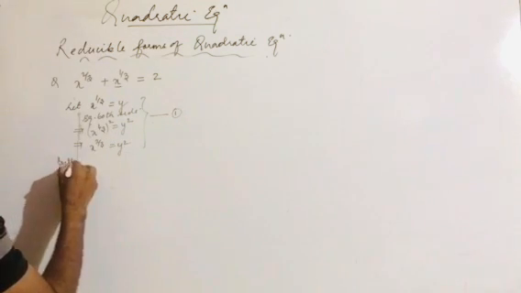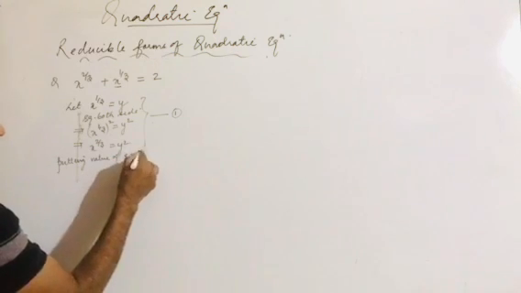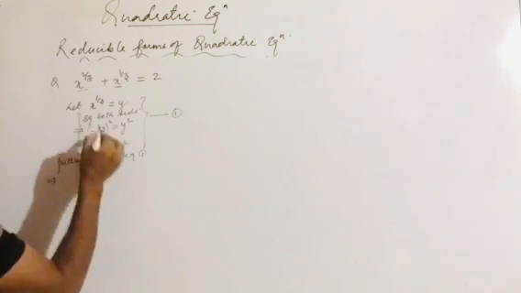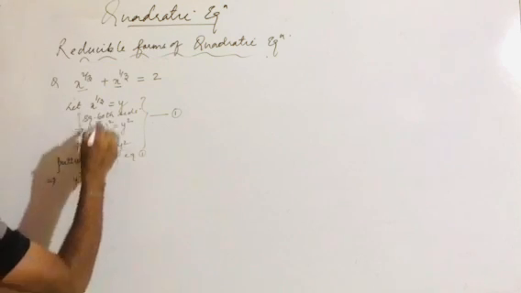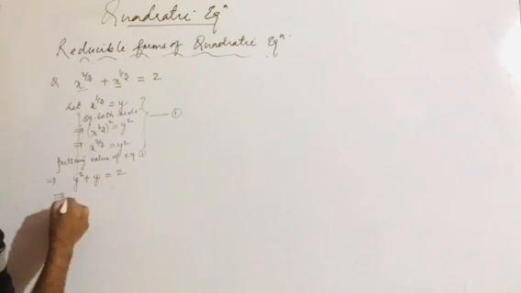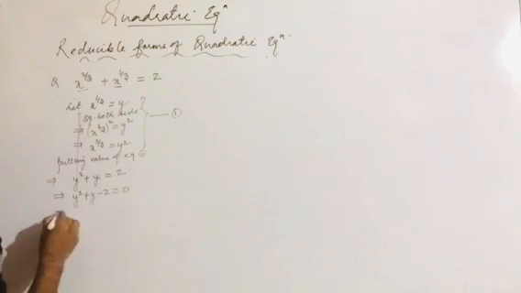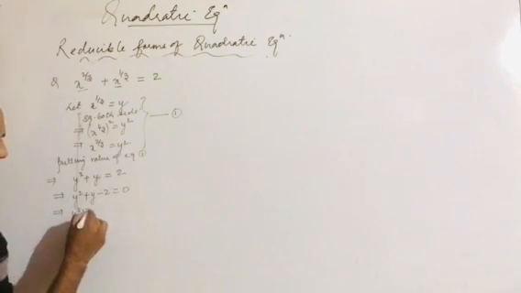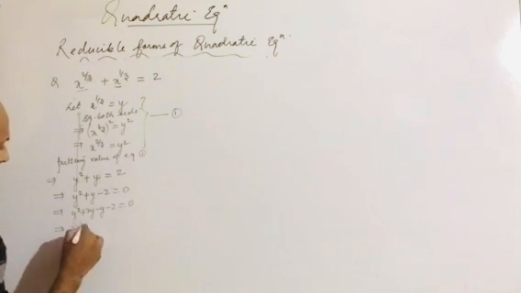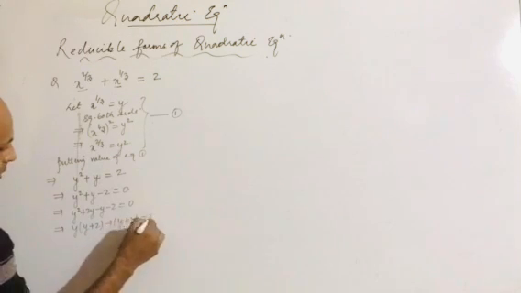Putting the value of equation 1 in the main equation. In the main equation, if I put x^(2/3), the value is y square, plus x^(1/3), the value is y, equal to 2. If I solve, this is y square plus y minus 2 equal to 0. Solve with the help of middle term splitting: y square plus 2y minus y minus 2 is equal to 0. Take y common, this becomes y plus 2, and minus 1 taken common.